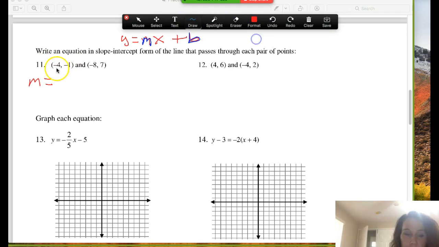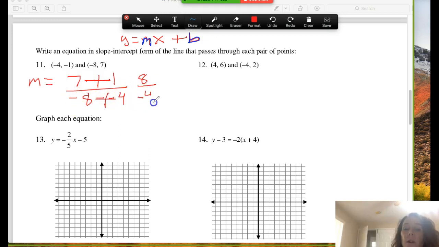I can get a slope right away just by doing y minus y, so 7 minus negative 1, double negative there, and then x minus x. So I'm going to go negative 8 minus, and then also double negative. So careful of the double negatives. This becomes positive, and I get 7 plus 1, which is 8. This becomes positive, and I get negative 8 plus 4, which gives me negative 4. And then this reduces to negative 2. So my slope I have.